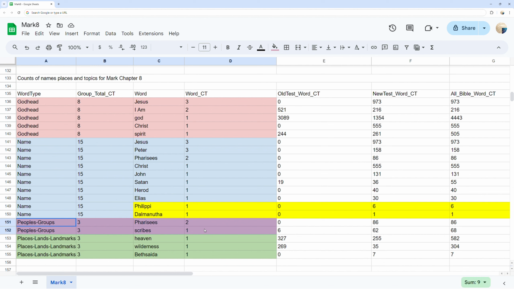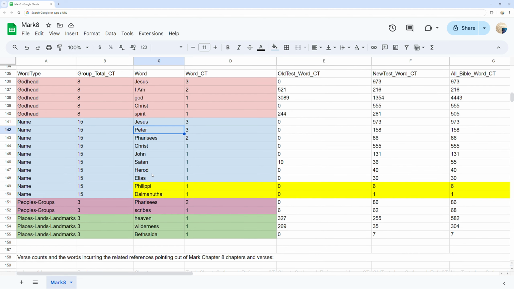You can see 2 rows highlighted in yellow, Philippi and Dalmanutha, having only 1 to 6 usages in the whole Bible. You can see the total counts for all the listed topics in the New Testament, Old Testament, and both combined out to the right.